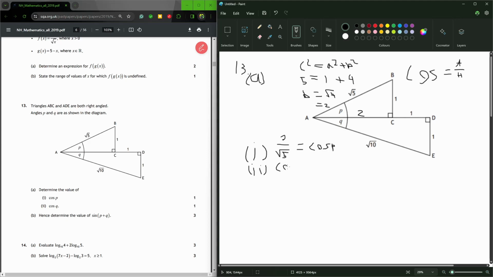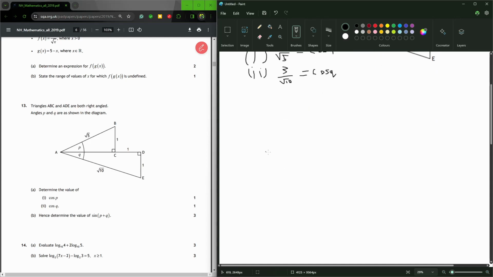So cos Q. Yeah, I'm doing it. I'll be standard, consistent. Cos Q. Look at Q. Same thing. Adjacent over hypotenuse. Adjacent, well, that's 2 plus 1, which is 3. And then the hypotenuse is root 10. That equals 3 over root 10, cos Q. Ain't that beautiful?